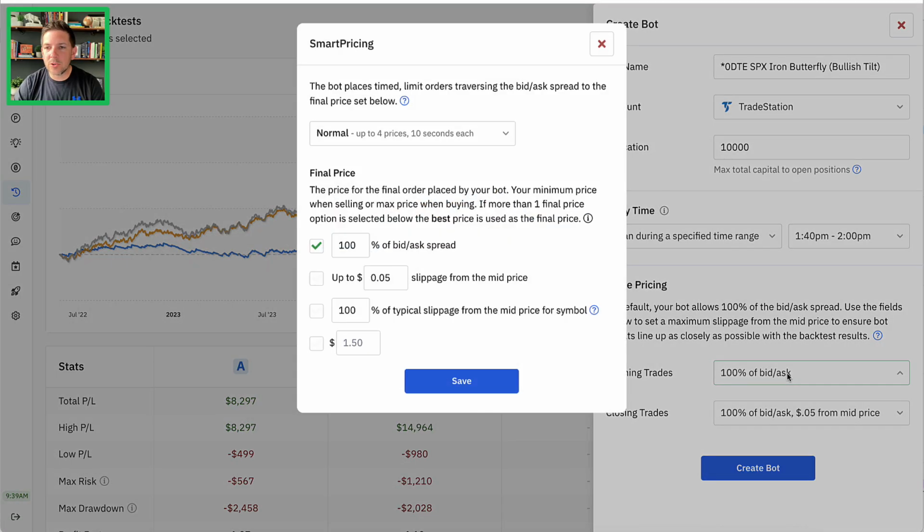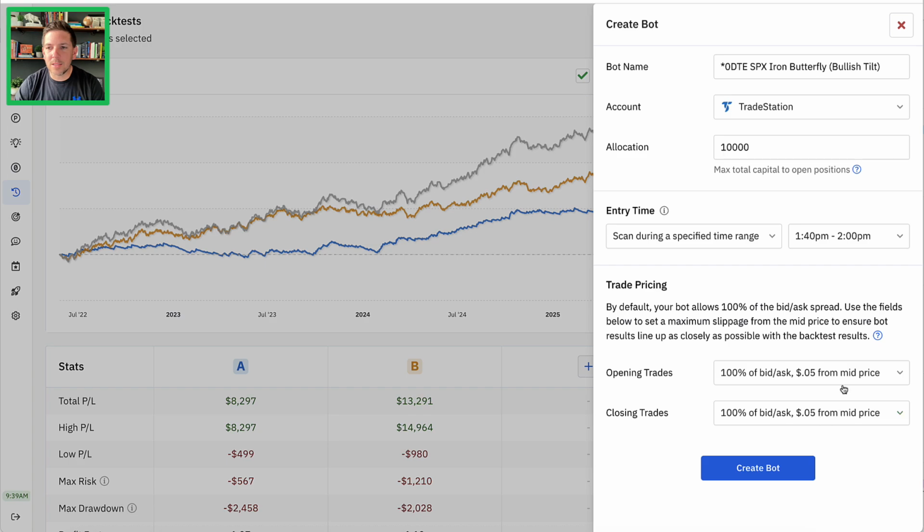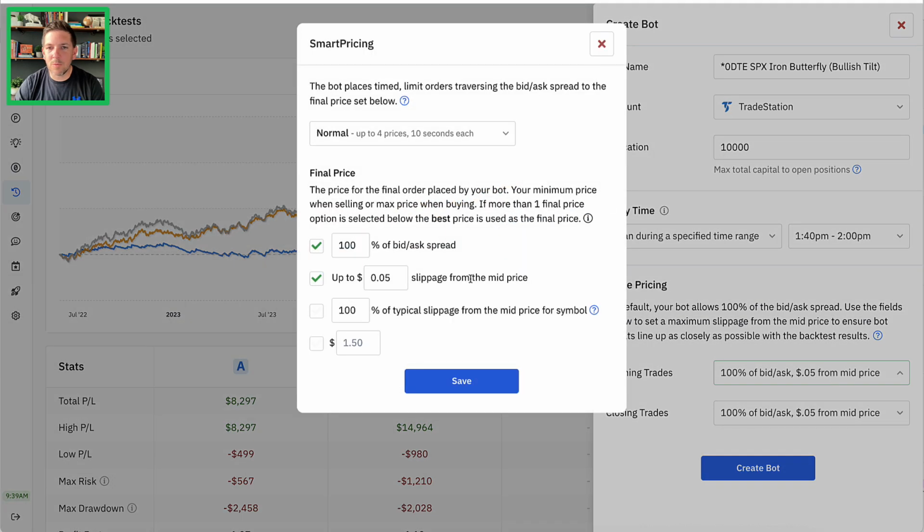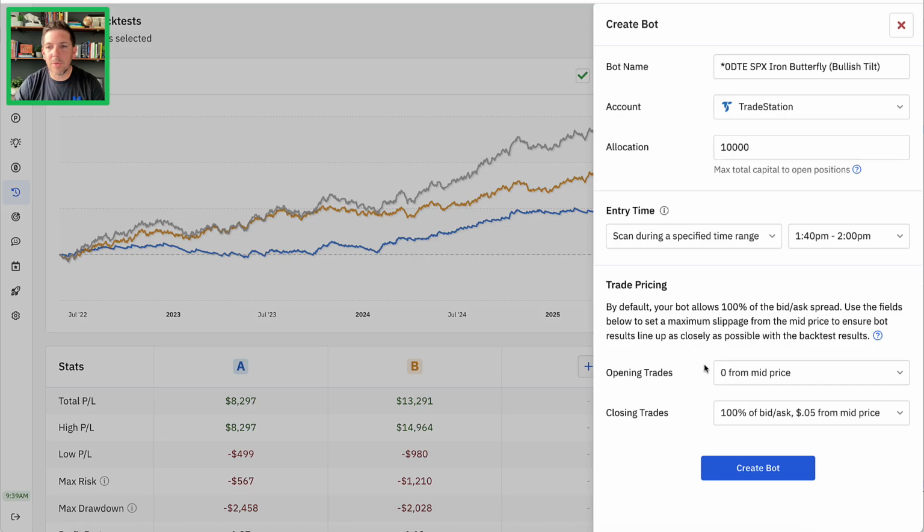So opening the trade, we'll do 100% of the bid-ask spread, and actually we'll go up to 5 cents of slippage from the mid, which is what we tried to do for the actual backtest as well. So that's good. And actually, you know what we'll do? We'll make it a little bit more aggressive, and we'll go basically right at mid price. So we'll go 0 from the mid, and we won't do 100% of the bid-ask spread. Basically right at mid price, wherever mid price is, we want to try to get in there. We've got lots of time to get attempts.